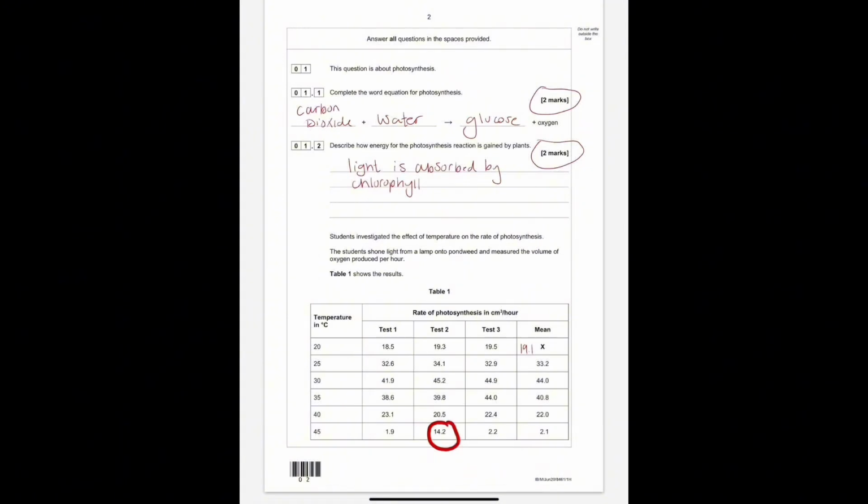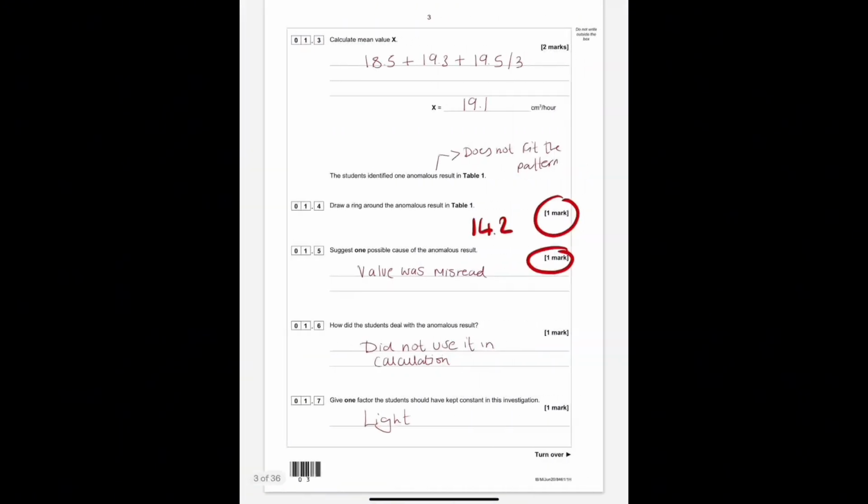Because you can see the average is 2.1. So they did not use it in the calculation or the average. That will get you 1 mark.